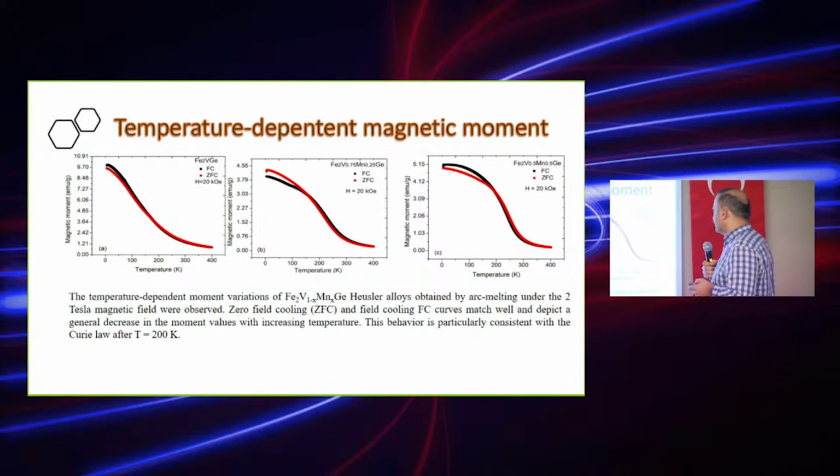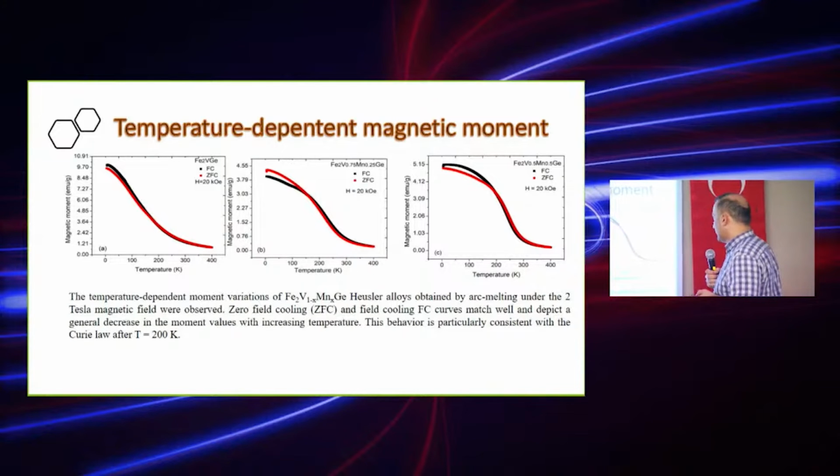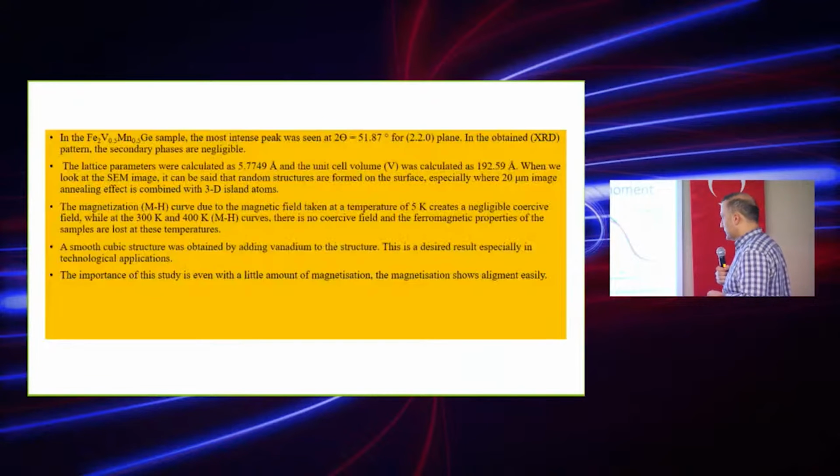So we got temperature-dependent magnetic moment. These are all taken under 20 kilo-oersted magnetic field. The temperature-dependent moment variation of the Heusler alloys obtained by arc melting under 2 Tesla. Zero field cooling, ZFC, and field cooling, FC, curves match well and depict a general decrease in the moment values with increasing temperature. This behavior is partly consistent with the Curie law after the temperature 200 Kelvin.